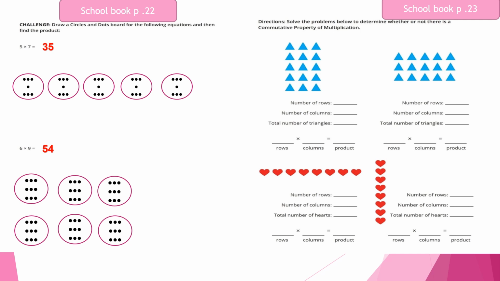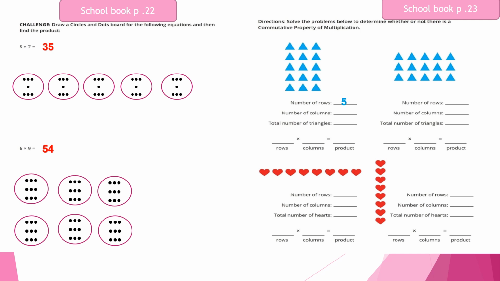In lesson 19, the apply part. Here, solve the problems below to determine whether or not there is commutative property of multiplication. Here, the first array for triangles. The number of rows. How many rows do we have? We said rows are the items arranged in horizontal lines. So, we have 5 rows here.